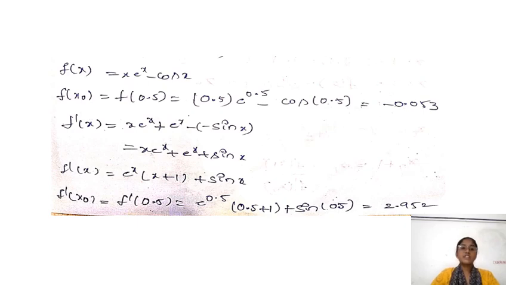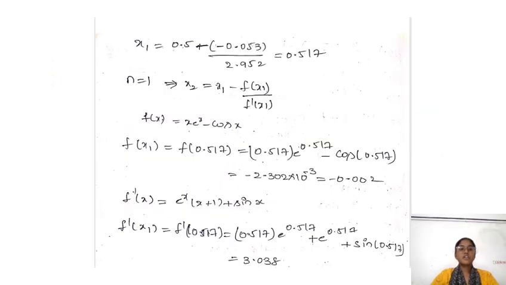f dash of x is equal to x e power x plus e power x plus sin x, that is, f dash of x is equal to e power x into x plus 1, plus sin x. f dash of x naught is equal to f dash of 0.5, which is equal to e power 0.5 into 0.5 plus 1, plus sin 0.5, that implies 2.952. x1 is equal to 0.5 plus 0.053 by 2.952, that implies 0.517.